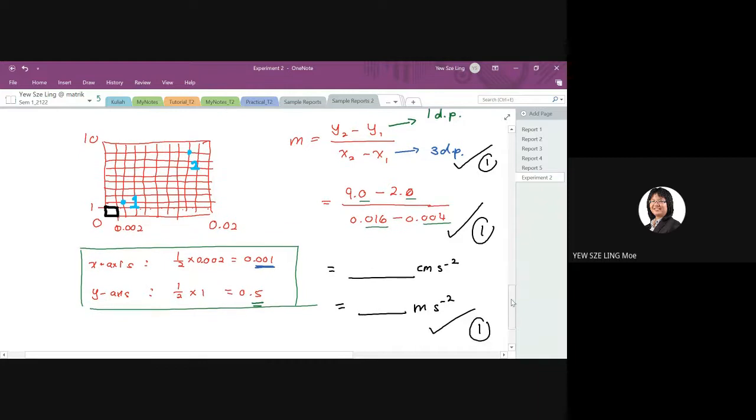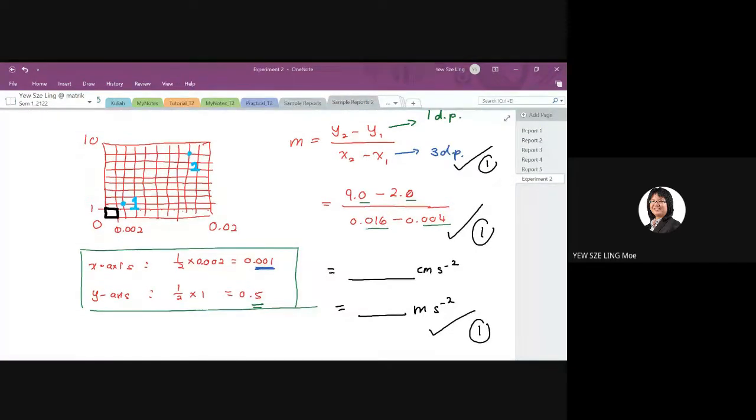Now you try to calculate the gradient. Make sure you use the correct number of decimal places. Bagi anda 5 minit kira, then we are going to proceed to the last part of the calculation. We are almost done.